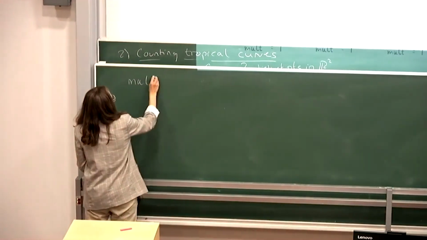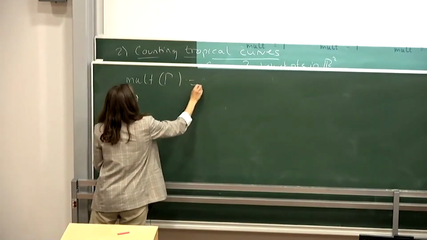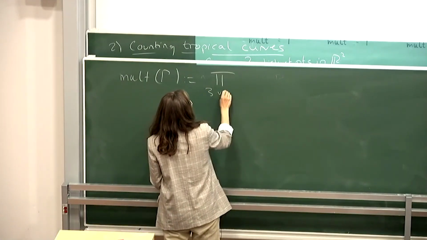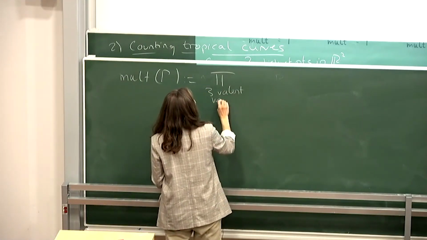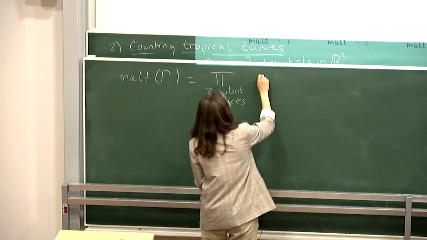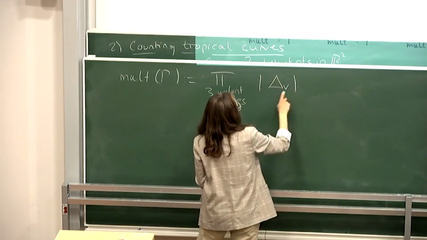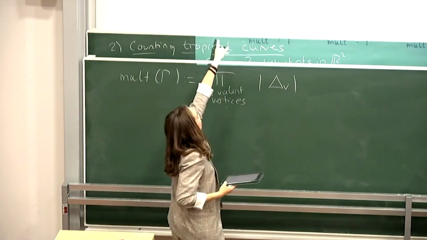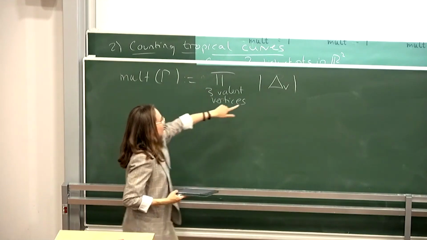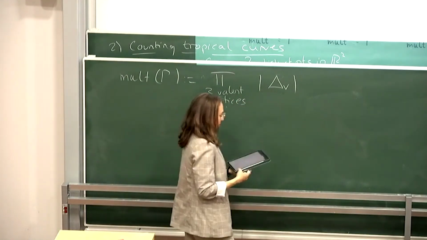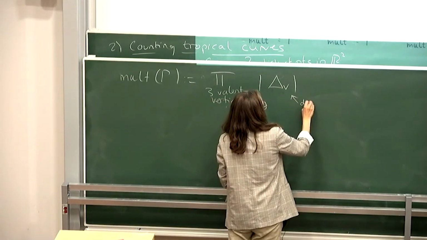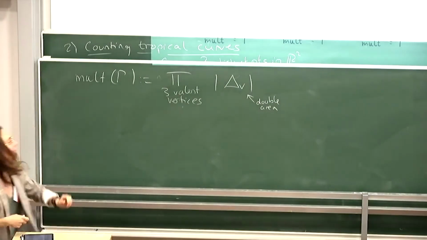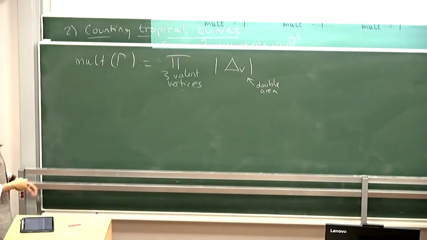So the multiplicity of a tropical curve is the following. I take the product over all 3 valent vertices. I take the triangle dual to my vertex. So if I have a vertex of valency 3, in the dual subdivision there is a triangle, and I take the double area. So this here is the double area. And here you can see all the multiplicities, hopefully.